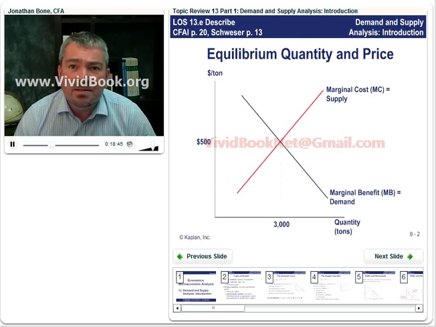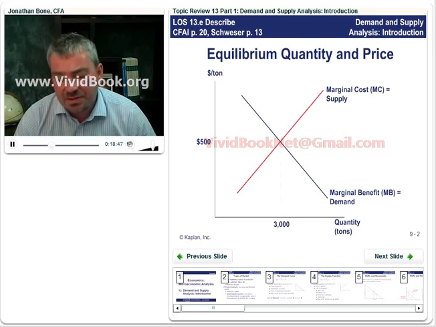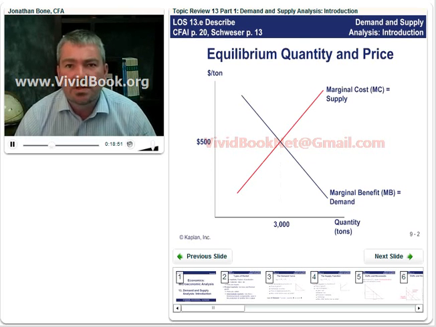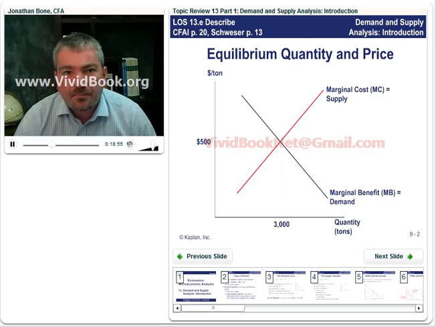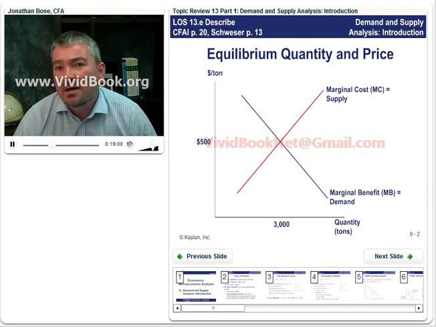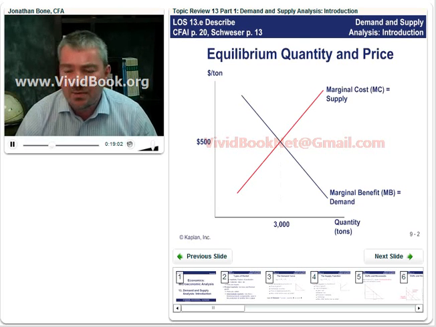Okay, so now we're going to look at equilibrium quantity and price. Now we said equilibrium is just where the quantity demanded equals the quantity supplied. And we've labelled it up on our diagram here. At a price of $500 per tonne, 3,000 units are sold, and quantity demanded equals quantity supplied.